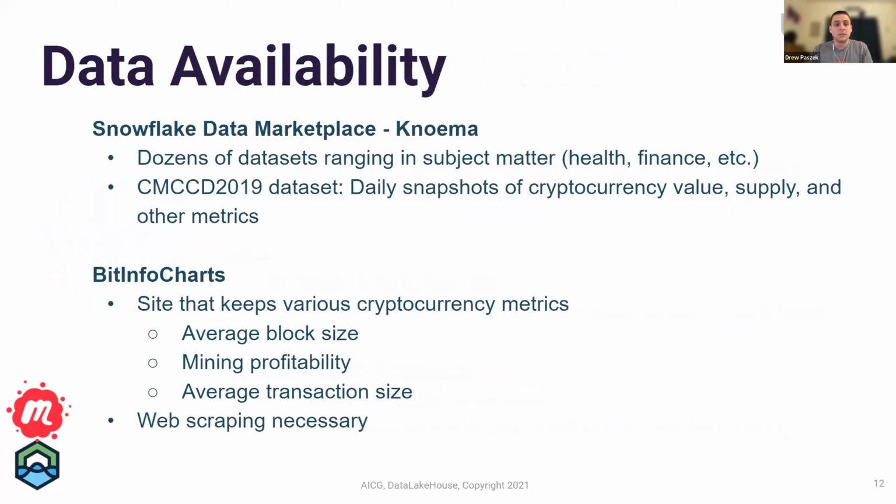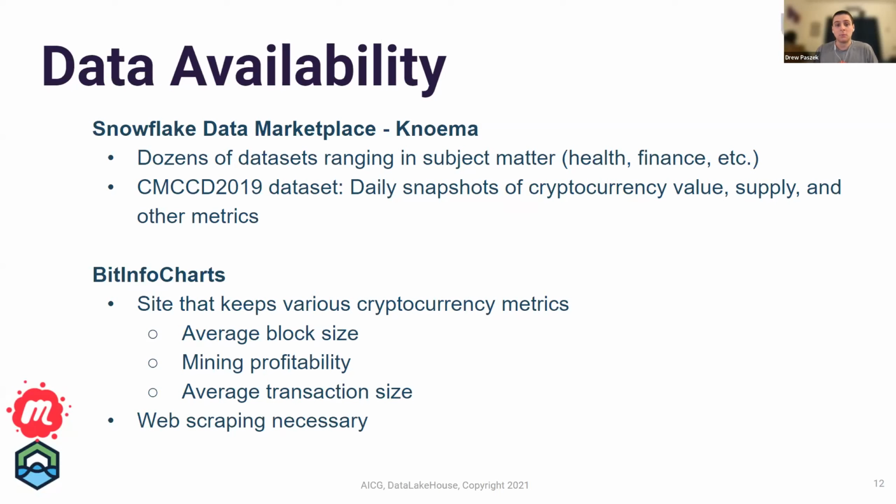So like I've said, the first place we want to look is the Snowflake data marketplace, and more specifically, the Knoema data. I guess Knoema is a company that shares a bunch of data, and they have dozens of data sets ranging from health data, specifically like COVID data, to finance data, and I mean, you name it. They do a lot in just providing open source data.